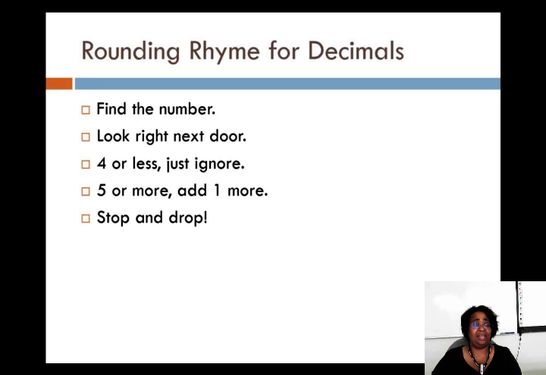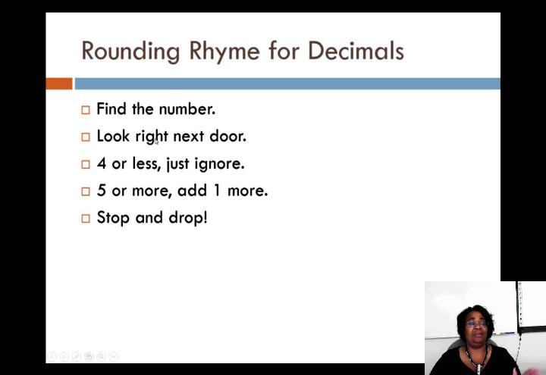And because it's a decimal, I'm going to stop right where I am, and I'm going to knock off all the numbers to the right of that number. So let's just sing this a little bit and then we're going to apply it. Now the way this rhyme goes is, find the number, look right next door, 4 or less, just ignore, 5 or more, add one more. Stop and drop. So I want everybody to sing that with me.